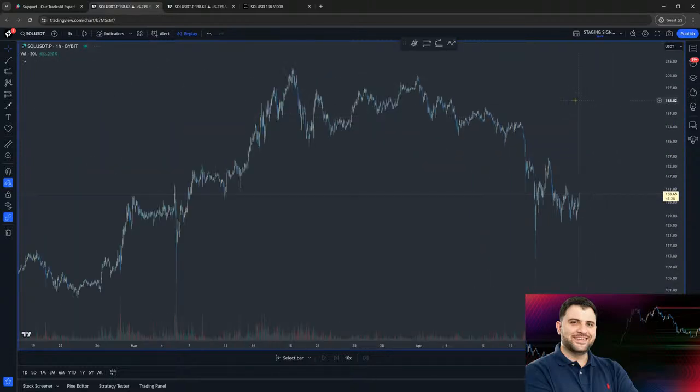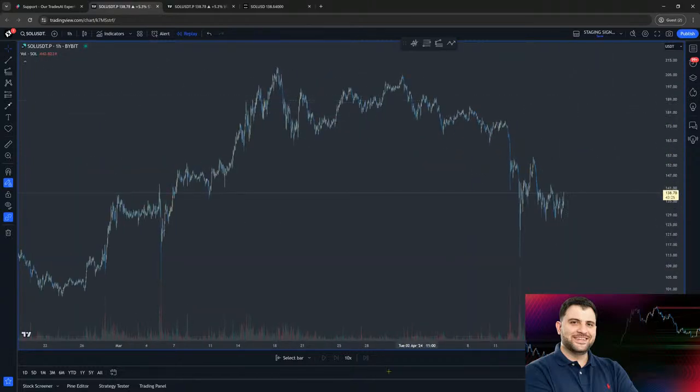So I'll assume people are not familiar with TradingView at first. So I'll do a quick introduction, a quick dive into TradingView, and then we'll dive deeper and deeper into trading principles.